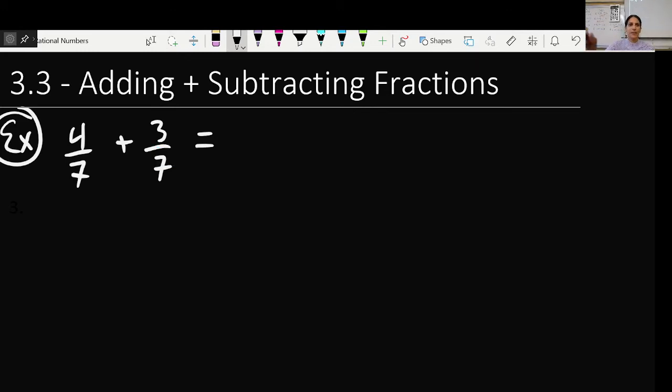Okay, so 3.3, adding and subtracting fractions. We can use math as a metaphor for life because, do you see that if you look for similarities, actually math is all about simplifying and looking for similarities. Everything is much easier if you look for similarities, right? So when you have two fractions, we're looking for a common denominator or a similar denominator. In this case, it's already done for you.